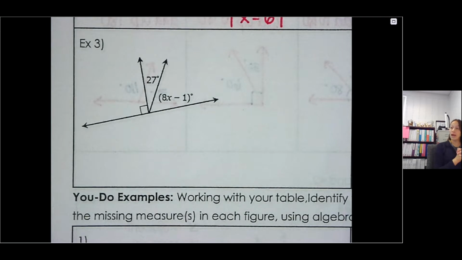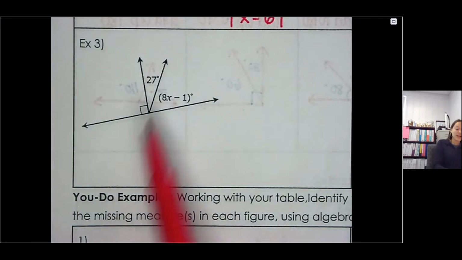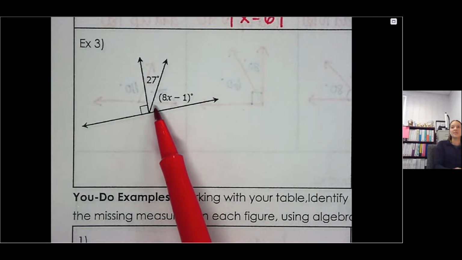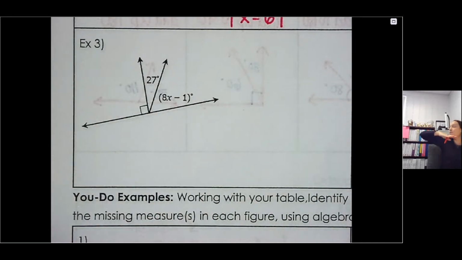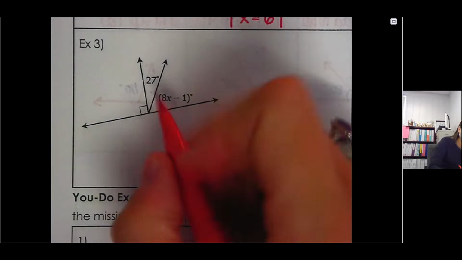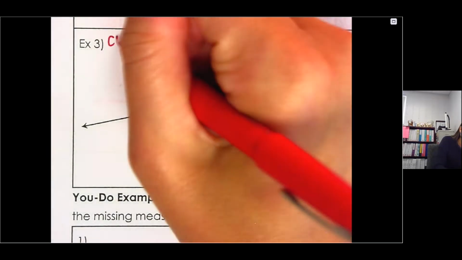It's what? Yeah, they are complementary angles. And how do you know that? This side's a right angle, which means this side also has to be a right angle because they have to add up to be a straight line, 180. So these are complementary angles.